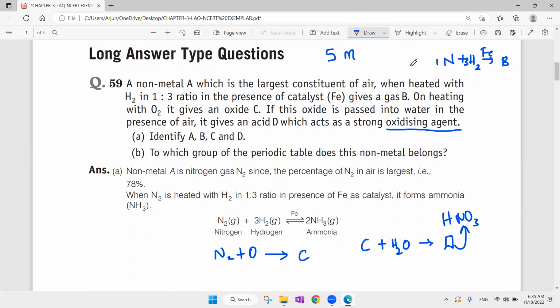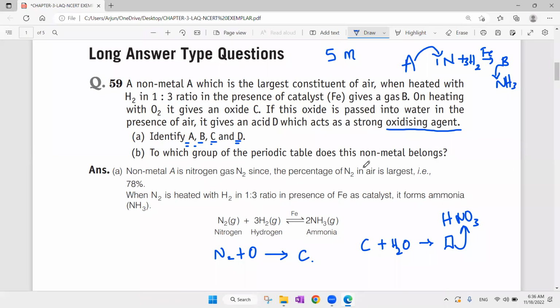This non-metal A is nitrogen, that we can identify. Nitrogen plus hydrogen gives rise to ammonia, isn't it? NH3, ammonia. So this B is NH3. Nitrogen plus oxygen gives rise to nitrogen dioxide, right? So that C is nitrogen dioxide. Identify A, B, C, D. A is nitrogen, B is ammonia, C is nitrogen dioxide, D is nitric acid. To which group of the periodic table does this non-metal belong?